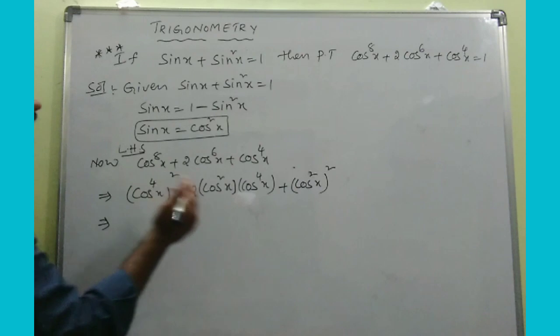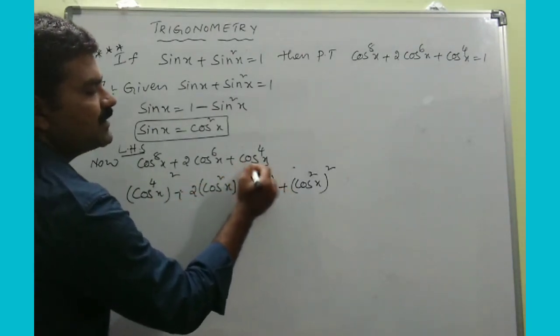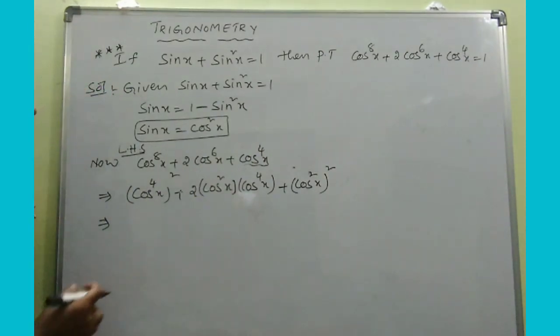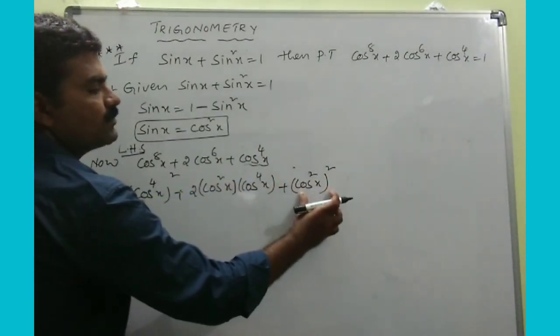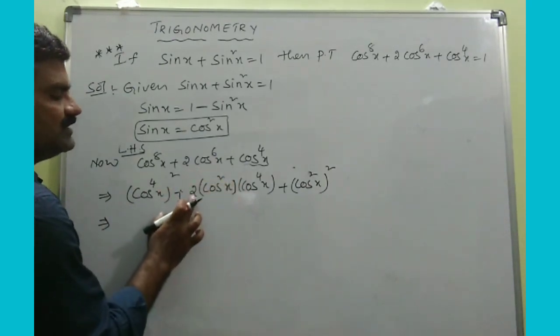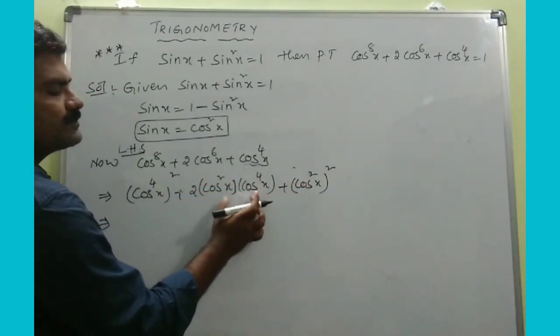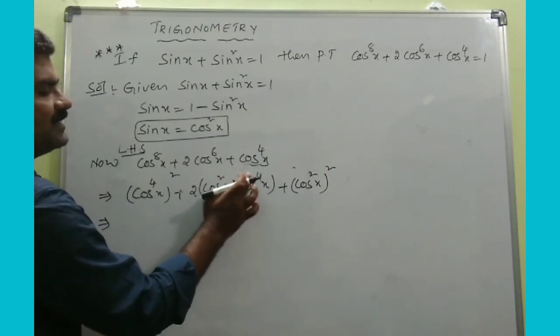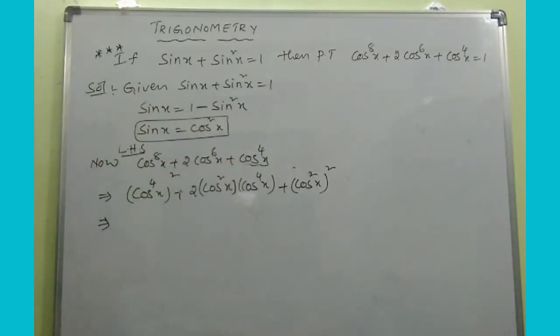Fine. Now the last one, especially this is in terms of square, I can write it as cos square x whole square. Now this is a square plus b square. Let us see whether the middle one is 2ab. Is it 2ab or not? 2 into cos square x into cos power 4x. When bases are equal, powers can be added. 2 plus 4 is nothing but 6.